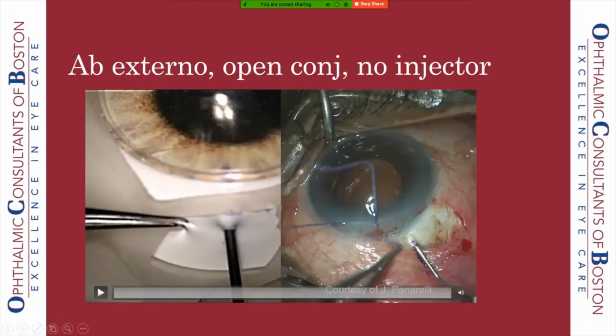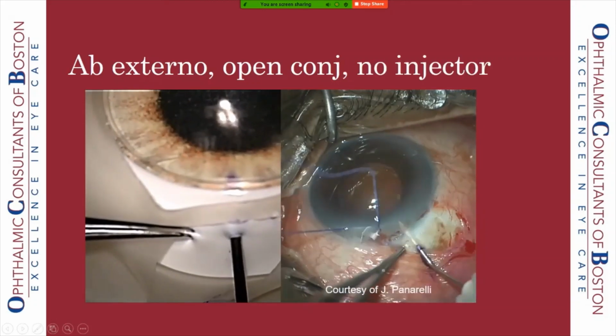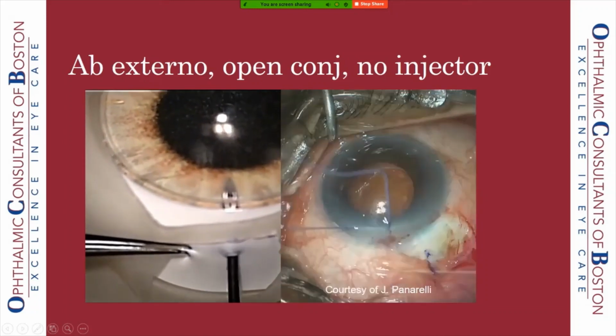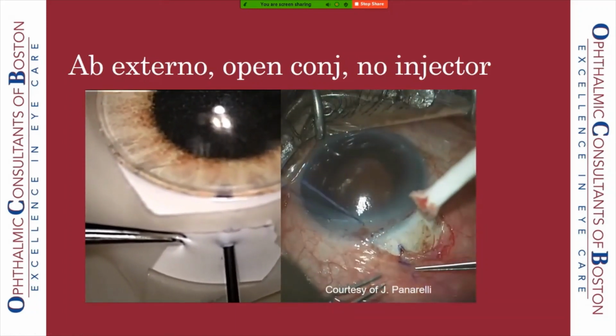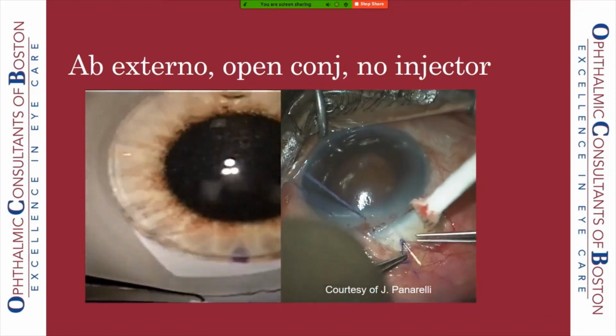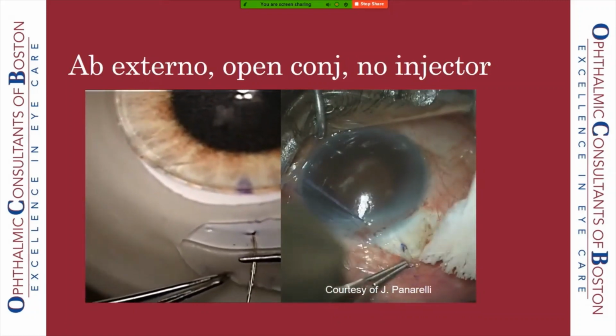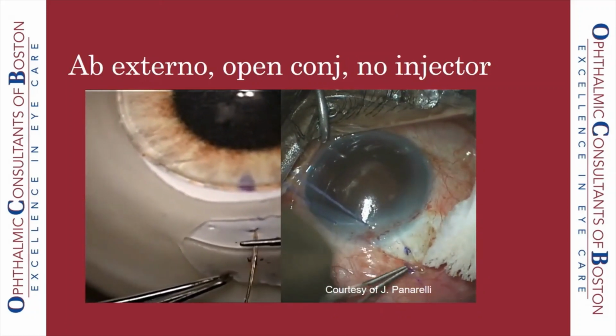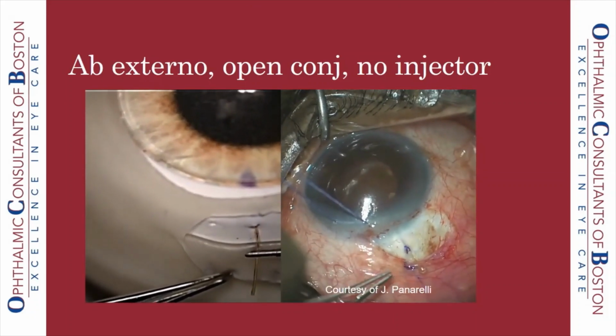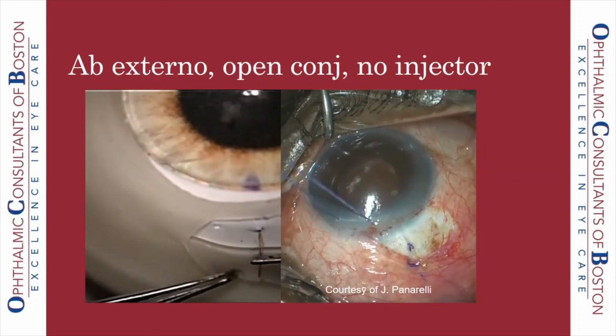And then this is very interesting, just getting rid of the injector altogether and using a 27 gauge needle to create a needle track, and then simply removing the stent from the injector and feeding it in gently with some forceps.